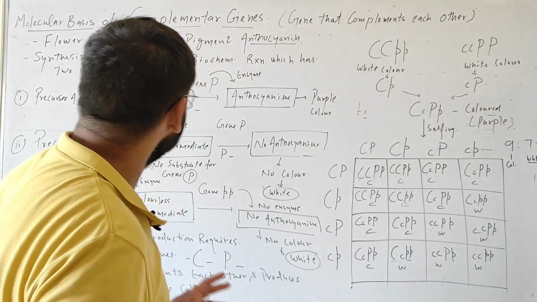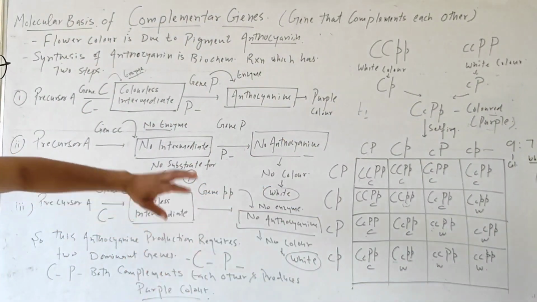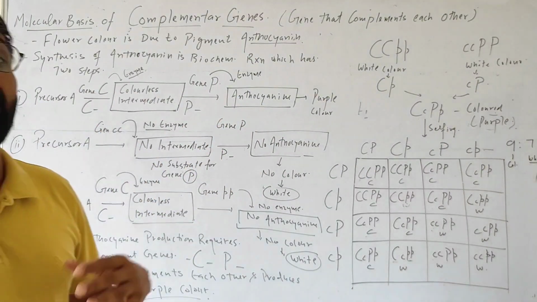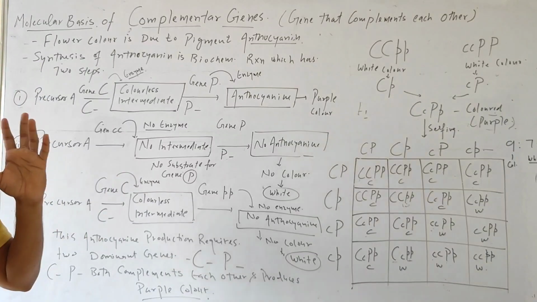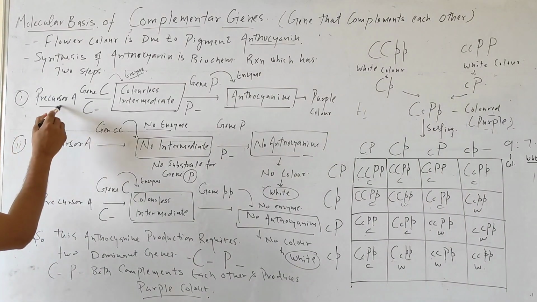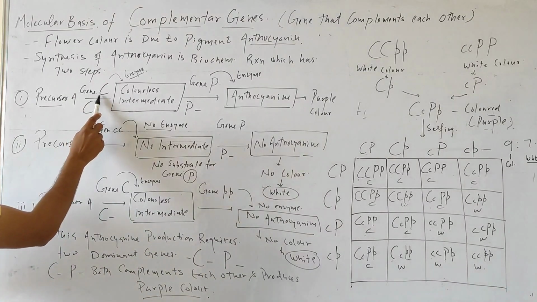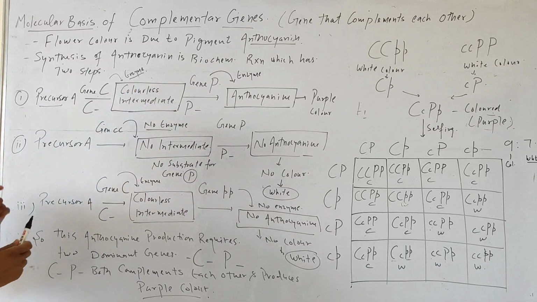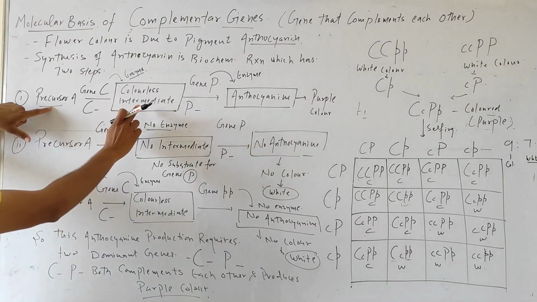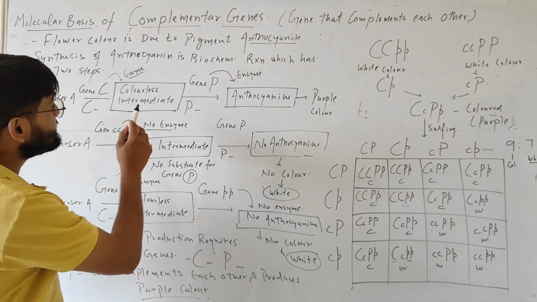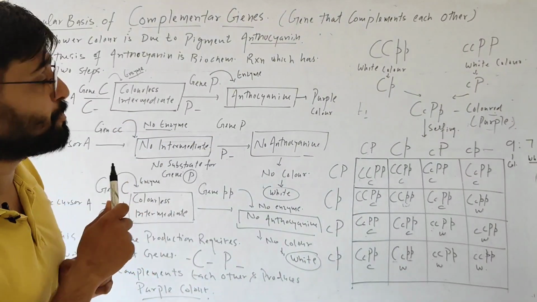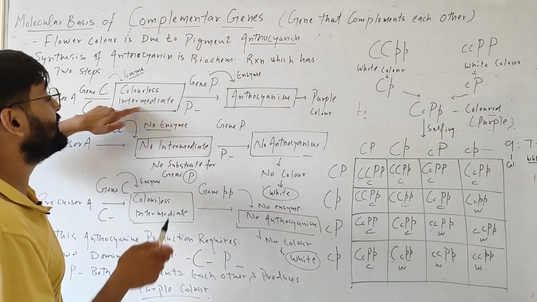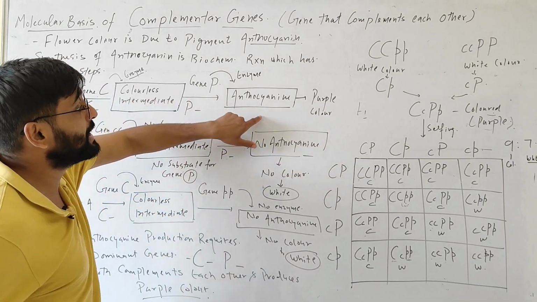So how does it happen? The purple color of sweet pea is determined by a pigment called anthocyanin. The synthesis of anthocyanin is a biochemical reaction with two steps. This reaction starts with precursor A. When the capital C gene is present, it produces an enzyme, and this enzyme converts precursor A into a colorless intermediate. In the second step, when the capital P gene is present, it produces an enzyme. This enzyme converts the colorless intermediate into anthocyanin, and this anthocyanin gives the purple color.